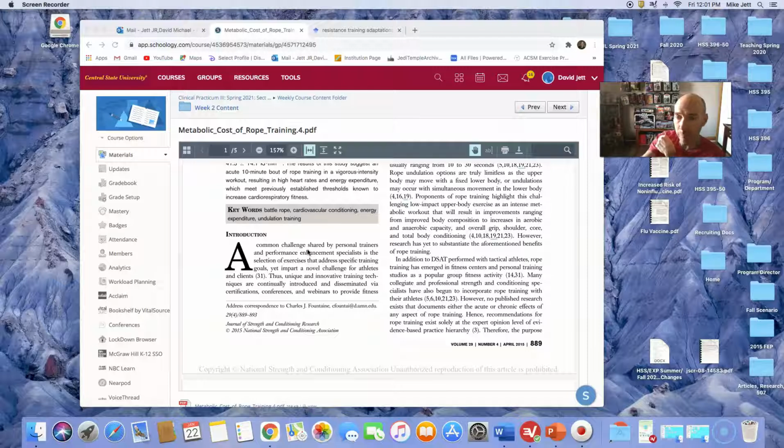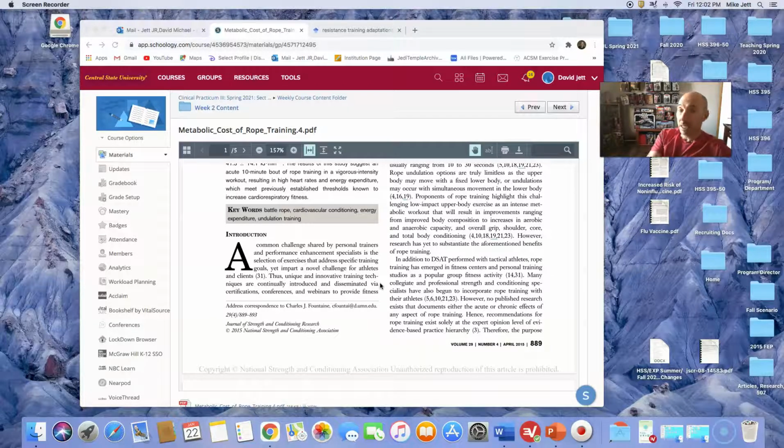So for example, they're going to open up this article by saying that it's a common challenge of trainers to pick exercises to not only meet a training goal, but to also serve as a novel challenge, which is a new challenge for clients, okay? It's imperative for a trainer to find unique and innovative techniques because if you do the same thing all the time with your clients, they're going to get bored and they're going to go somewhere else, okay?